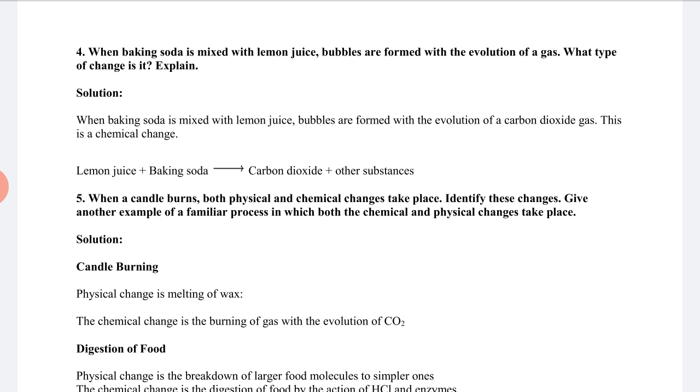That gas is carbon dioxide gas. This is a chemical change. When baking soda reacts with lemon juice, carbon dioxide gas is created. When lemon juice reacts with baking soda, it forms a new product in the form of carbon dioxide and other substances. So that is the answer to the fourth question.